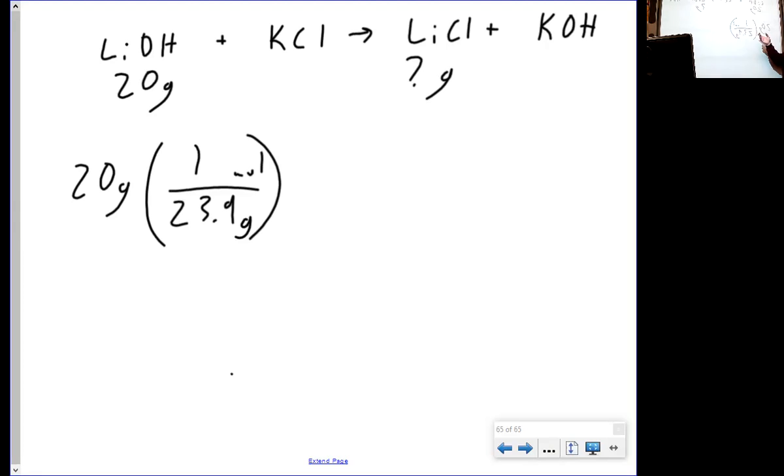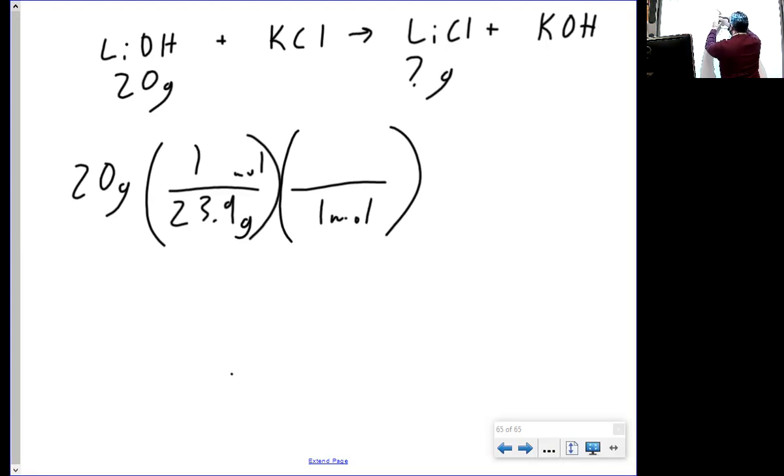Okay. So that gets me to moles of lithium hydroxide. I don't want to talk about moles of lithium hydroxide. I want to talk about moles of lithium chloride. So this is where we get to our easy math. What's my ratio? 1 to 1. 1 mole of this guy to 1 mole of this guy. But I don't want moles of that guy. I want moles of the other. You want grams?